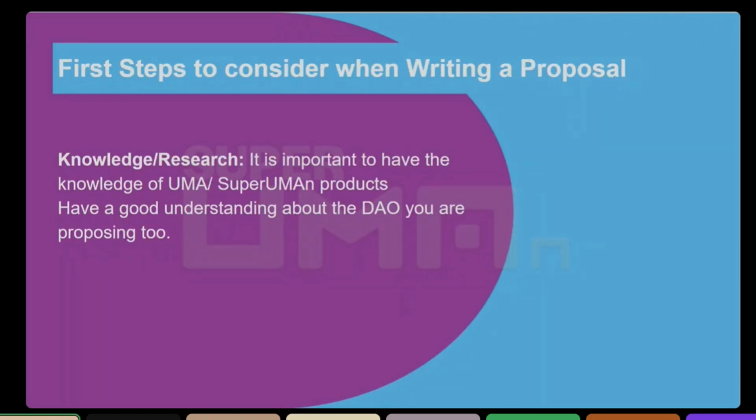So we have some steps to consider when writing a proposal. We need to consider some important, basic steps when trying to write a proposal. I highlighted a few, and the first one is knowledge or research. It is important to have knowledge of UMA or Superhuman products. It's also important to have a good understanding of the DAO you're proposing to.